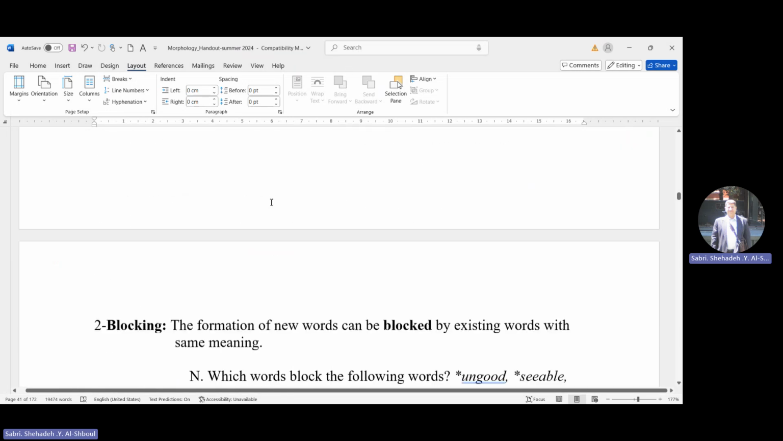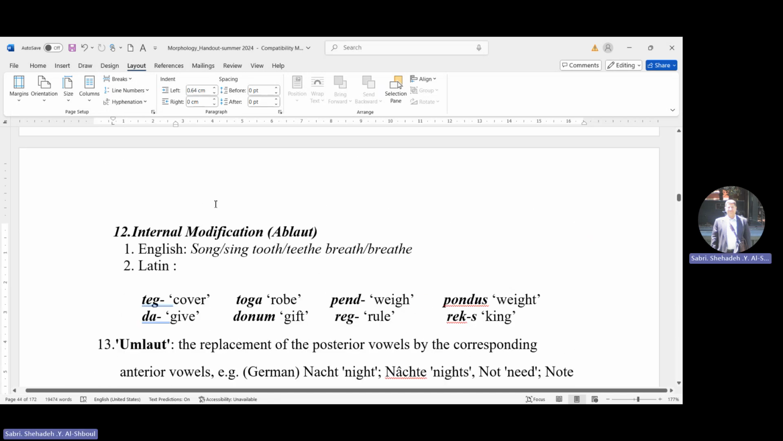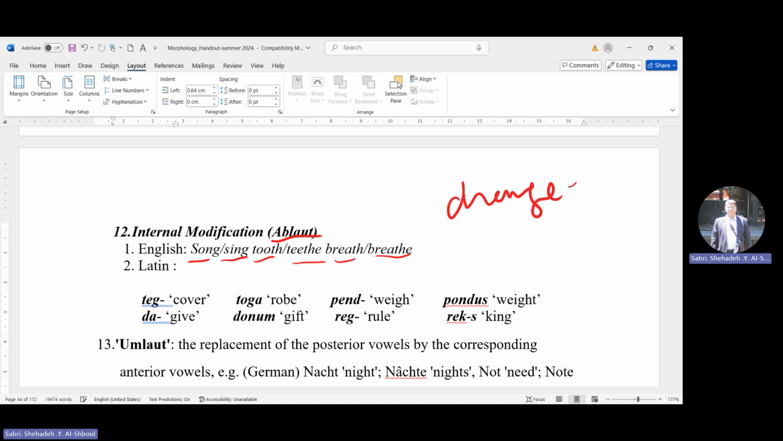Now we move to further examples with the interaction of morphophonological changes, where we have internal modification, which is called ablaut. I think we mentioned this term before. In ablaut, we have an idea about internal change in the word form. And typically when we say internal, this change targets the vowel. So for example, we have song, sing, tooth, teeth, breath, breathe, and so on and so forth. So the change occurs here with the vowel. It's a kind of vocalic change, not consonantal.